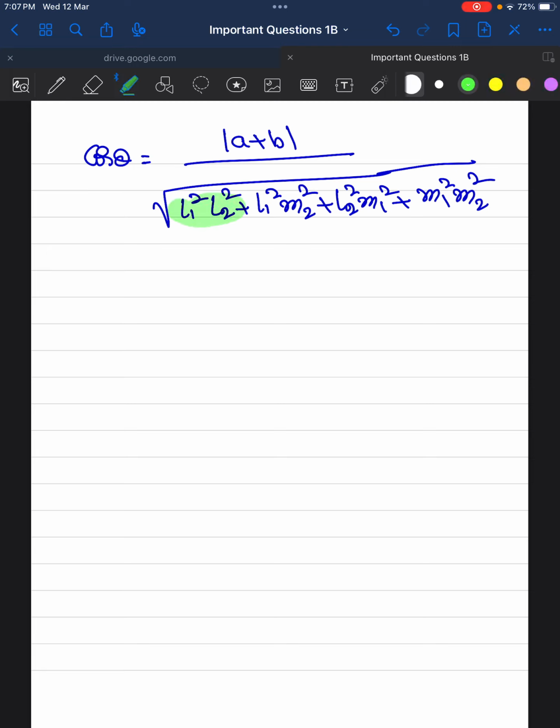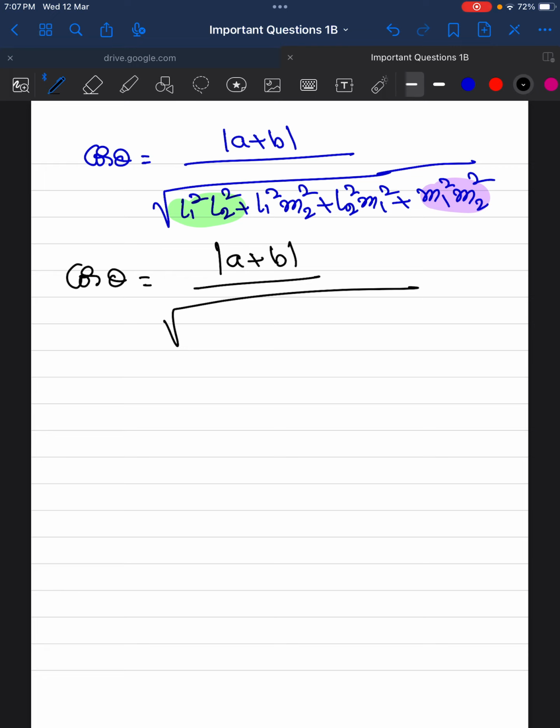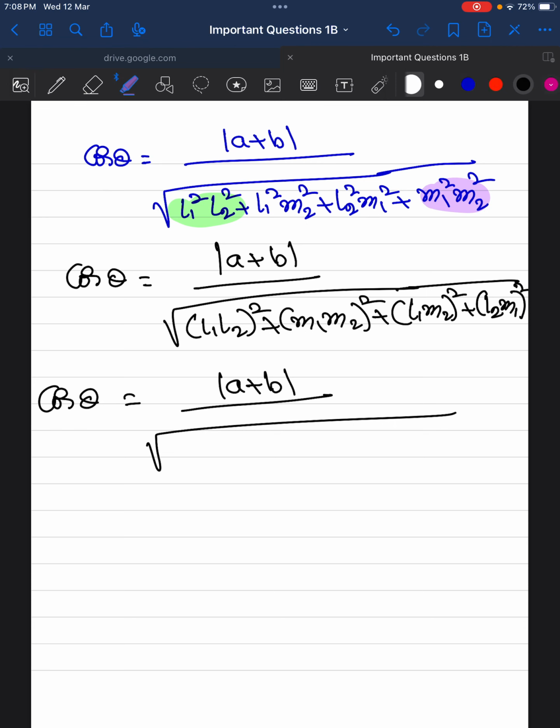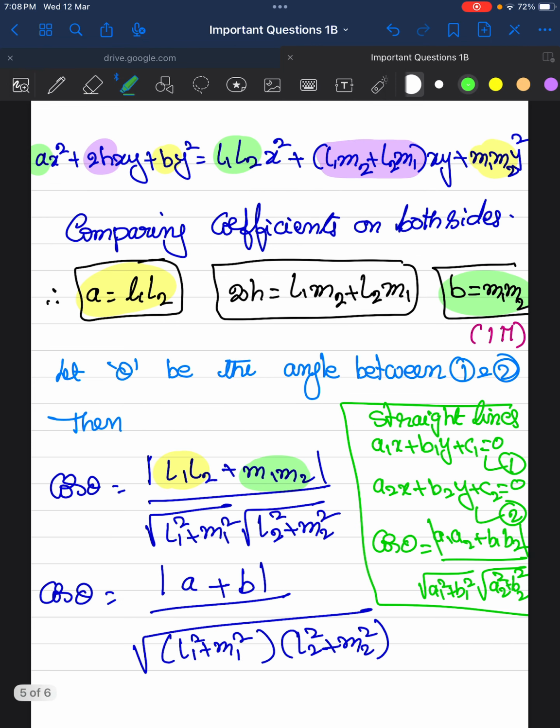Actually L1 L2 means A, M1 M2 means B, correct? For that reason what I am doing is cos theta is equal to mod A plus B. If you want, you can write it as plus or minus A plus B by root L1 L2 whole square I am writing, M1 M2 whole square also here I am writing. Next, L1 M2 square plus L2 M1 square. Okay, first and last terms together I wrote, remaining as it is. So what happens? Cos theta is equal to mod A plus B by under root of, what is L1 L2? Observe that L1 L2 value. What is L1 L2? Already here we have taken yellow color.